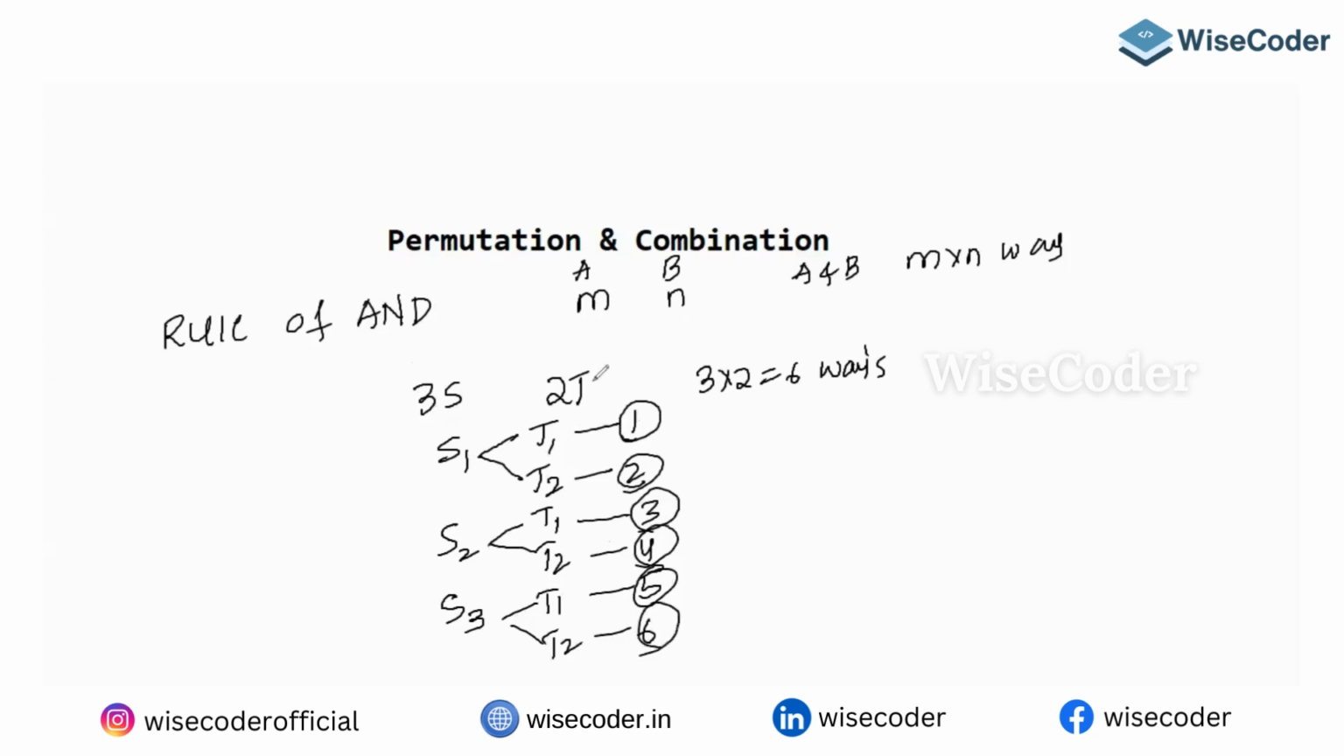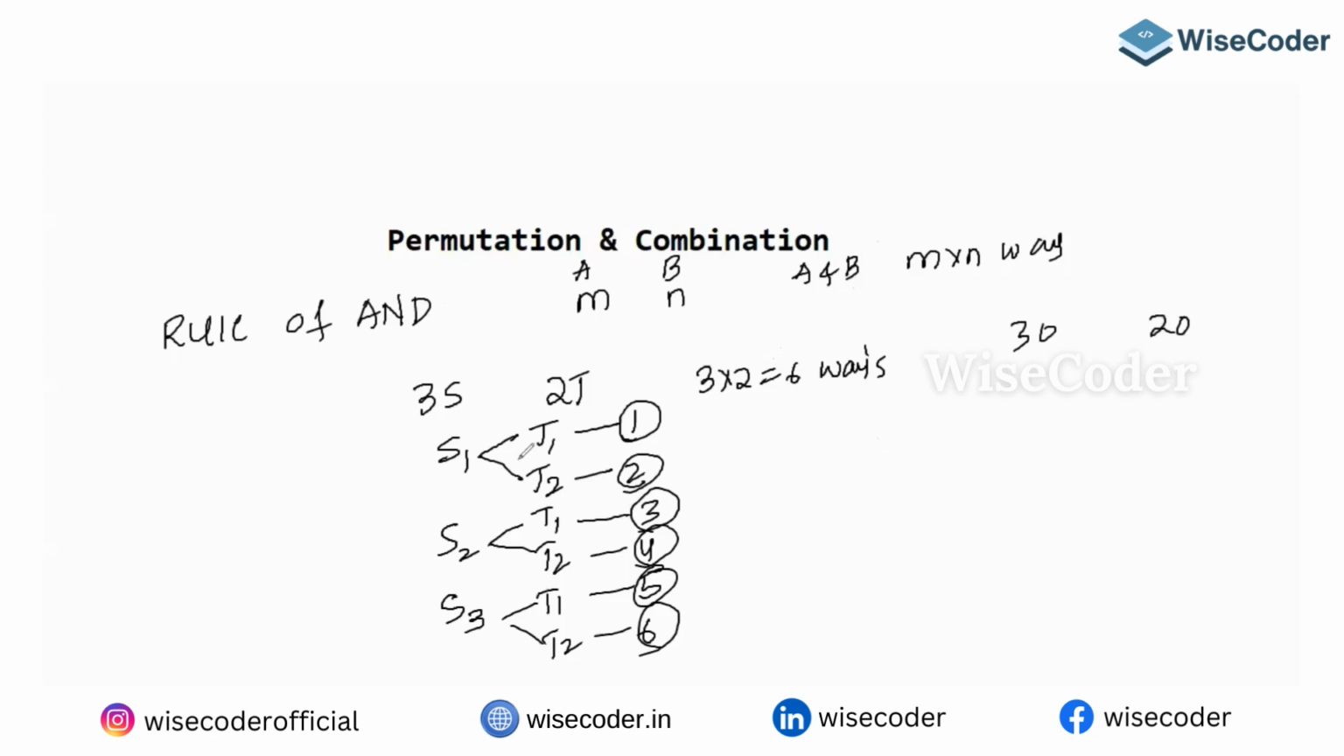Here the numbers are very small, so I can do it like this. But when the numbers are large, say I have 30 shirts and 20 trousers, you can't visually write it out. That's where you can use the AND method.